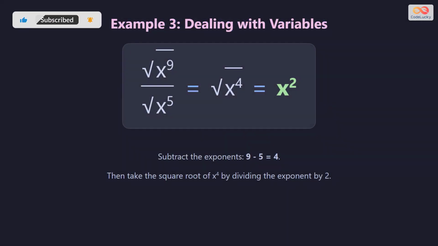This works for variables too. Here we have the square root of x to the 9th power divided by the square root of x to the 5th. Combine them into one fraction. When we divide variables with exponents, we subtract the exponents. 9 minus 5 is 4, so we are left with the square root of x to the 4th. Since the exponent is even, we just cut it in half to get the square root. The answer is x squared.